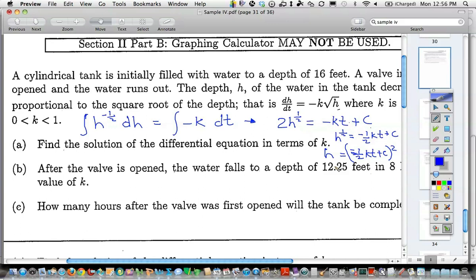Initial condition. At the beginning, the tank is filled to 16 feet. So we put a 0 in for t. Now the way I wrote it, it's pretty easy. Put a 0 in for t, makes that whole term 0 plus c. So we get c squared equals 16, so c would equal 4. So I would replace that with a 4.